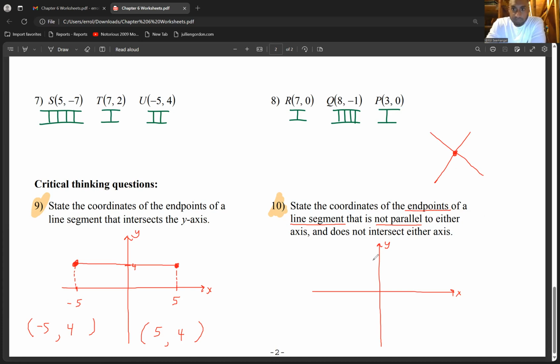State the coordinates of the endpoints of a line segment that is not parallel to either axis and does not intersect either axis. Let's say this is -5, this is 5. So what are the endpoints?